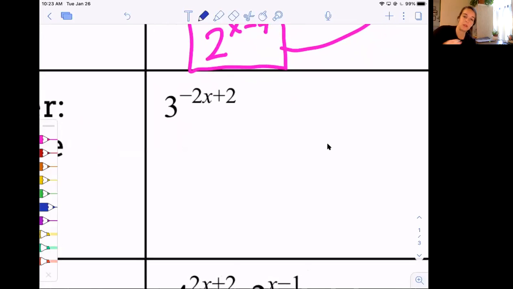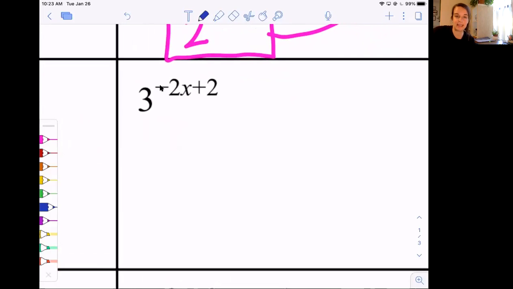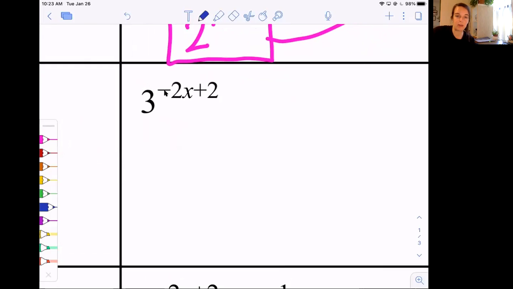So looking at this example here, we have 3 to the power of negative 2x plus 2. I want to get rid of this negative here. I don't want a leading negative in my exponent. So I'm going to have to take the negative out of the entire exponent. So I have 3 to the negative 2x. How do I take a negative out of positive 2? What would be left if I divided out a negative? What would be left over? Yeah, minus 2, like that.